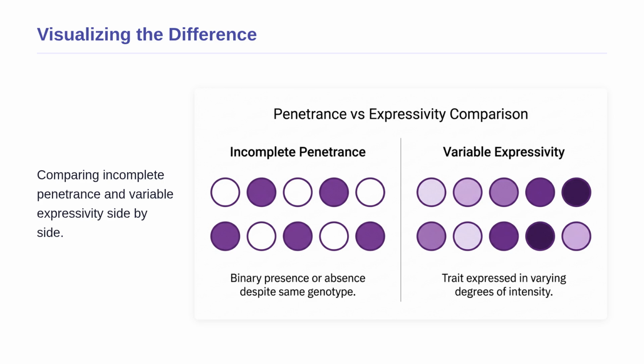On the right side, we see variable expressivity. Here, every single circle has color, meaning penetrance is complete. However, the circles range from light lavender to deep dark purple. The trait is present in everyone, but the intensity varies wildly. This perfectly illustrates the difference between whether a trait appears and how strongly it appears.